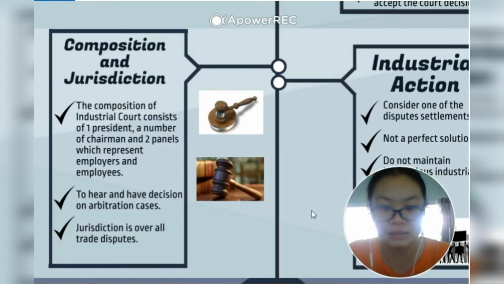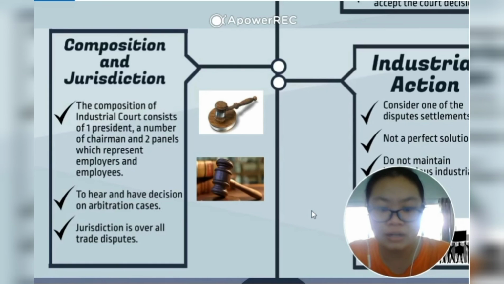Arbitration dispute settlement. The Industrial Court, also known as the tribunal, is to hear and make decisions on arbitration cases of trade disputes, either referred by the Minister or applied for by the disputing party under Section 8 and Section 20 in the IRA 1967. The composition of the Industrial Court consists of a president, a number of chairmen, and two panels which represent employer and employee.